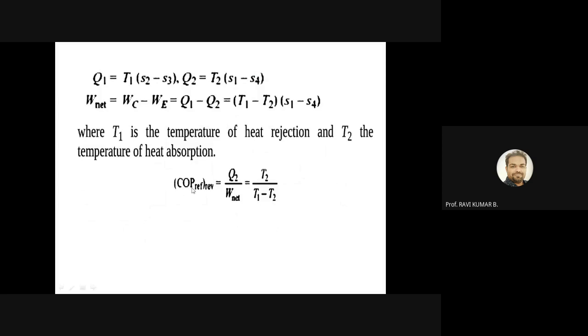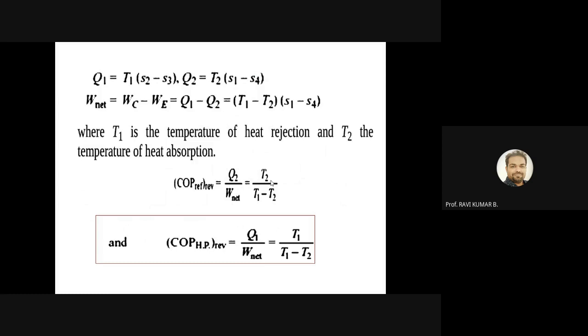So we can say the coefficient of performance of this reversed Carnot cycle is given as: the desired effect is our cooling, and where you are creating the cooling, you are creating it at the base, where heat absorption from the surrounding is Q2, divided by the work input W net. So we can write T2 divided by T1 minus T2. This is the coefficient of performance of this reversed Carnot cycle in the case of a refrigerator.